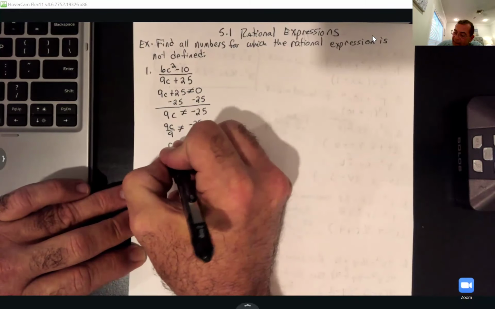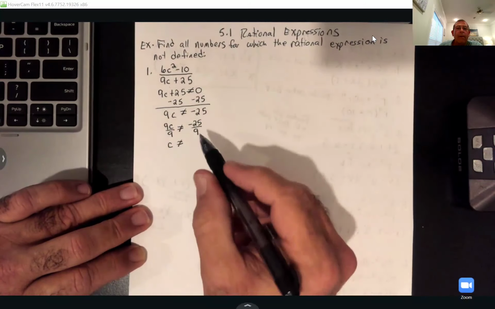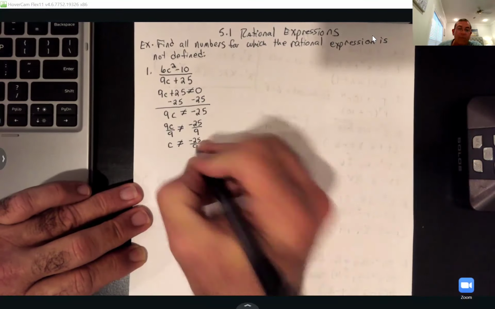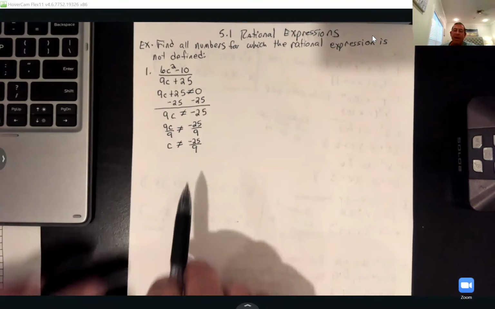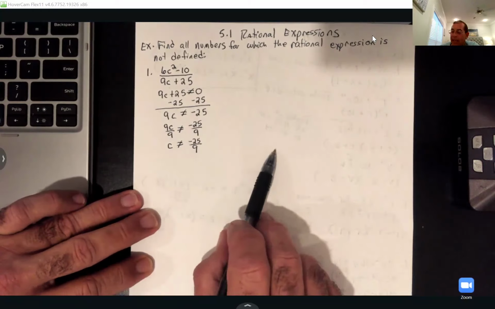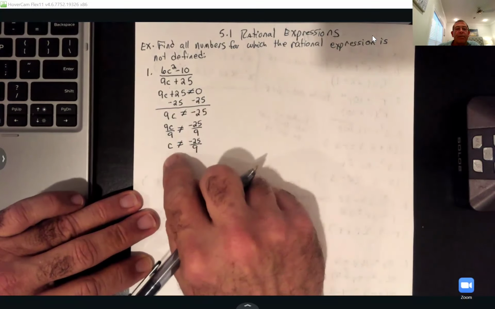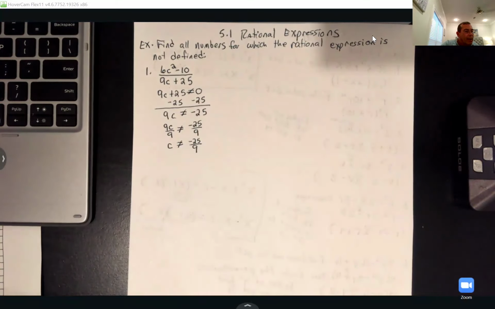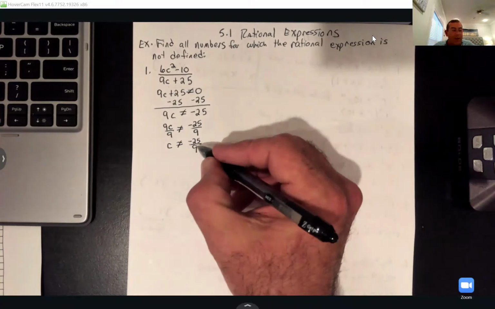So that cancels. I got C cannot equal, well, I can't do nothing to that. So that's going to stay a negative 25 over 9. So MATLAB will say the rational expression is not defined for C not equal to a negative 25 over 9. And y'all, let me look at one thing on that real quick, see how they're doing their answers in MATLAB. Yeah, you just put in the answer in the blank on A, okay?